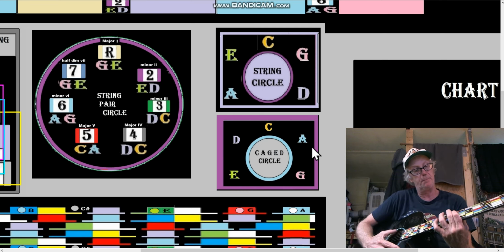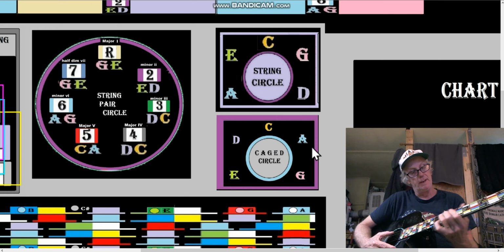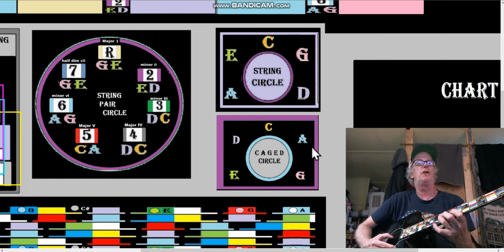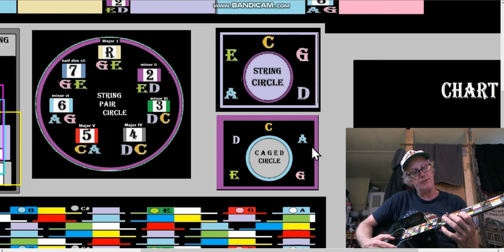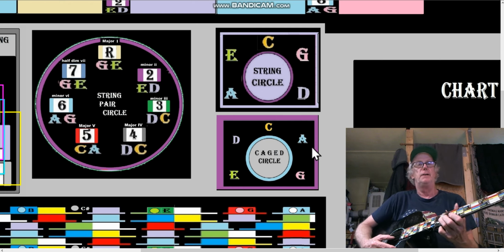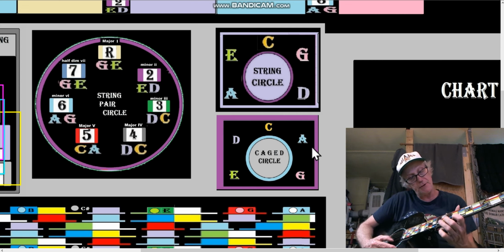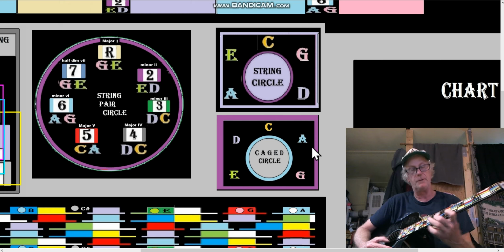So the next shape is the E shape, 7, root, 2. Okay, and then E is going to skip D to the C shape again, 3, 4, 5. C is going to skip A to the G shape again, 6, 7, root. Okay, G is going to skip E to the D shape again, 2, 3, 4, warp it over.